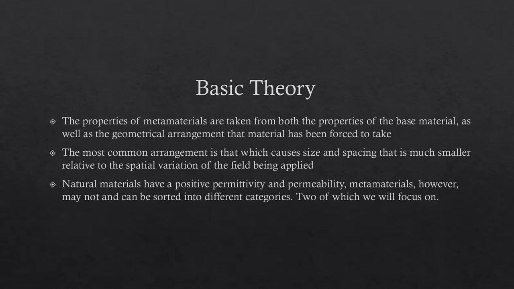As previously mentioned, the properties of a metamaterial arise from both the base material and the geometrical arrangement. A common arrangement is where the size and spacing is much smaller relative to the spatial variation of the applied field. Most, if not all, natural materials have a positive permittivity and permeability. Metamaterials break this norm and can be sorted into different categories that will be explained shortly. We will then focus on two of these categories.